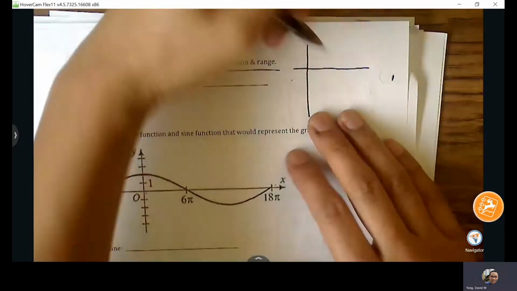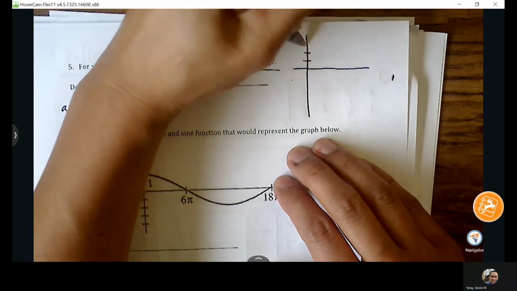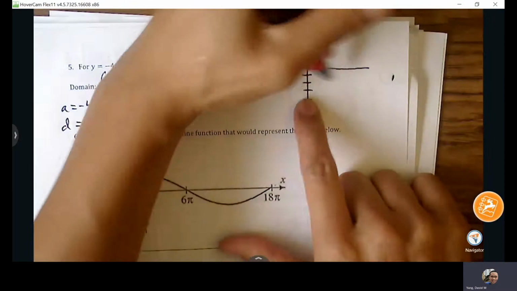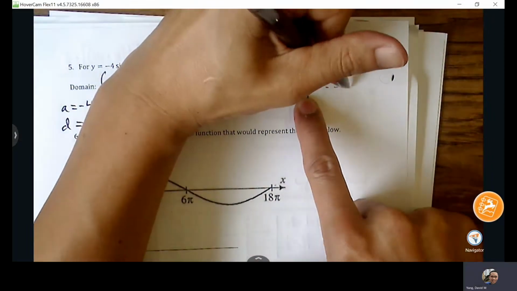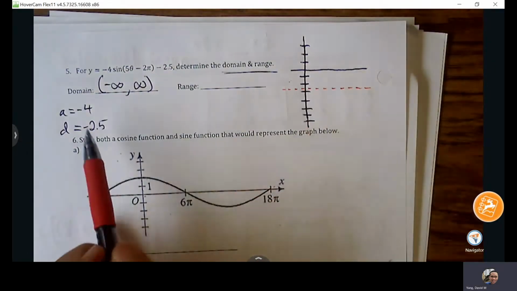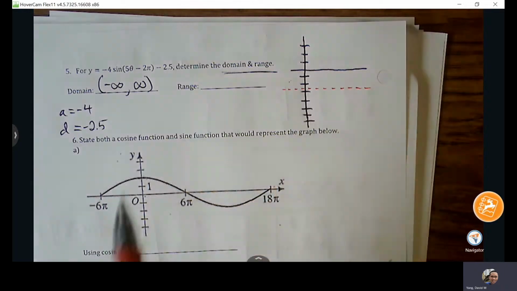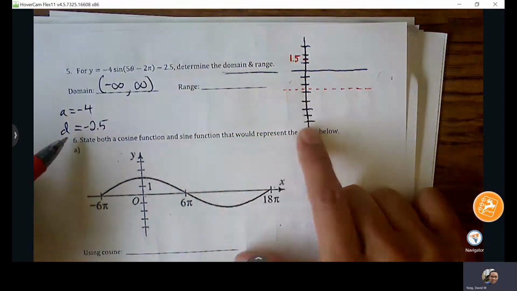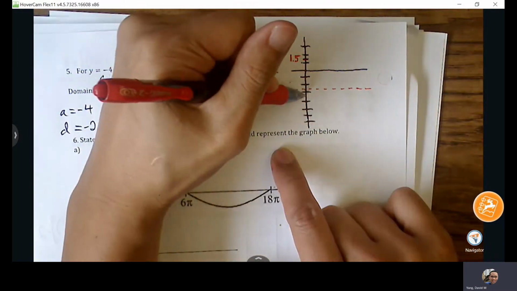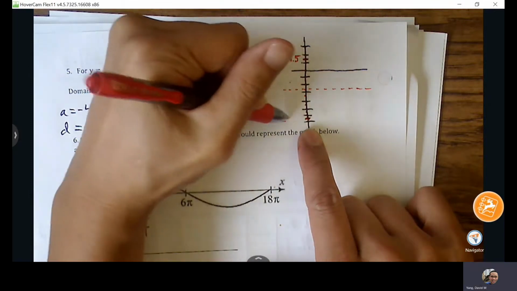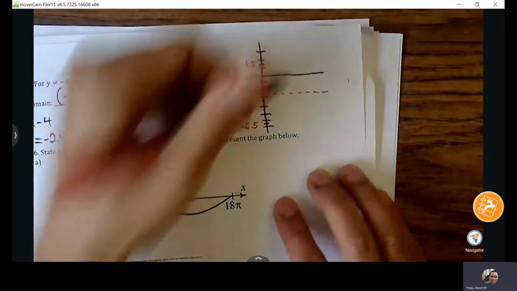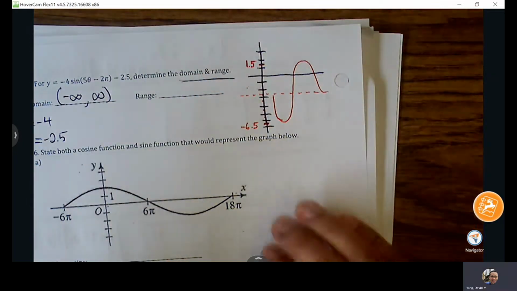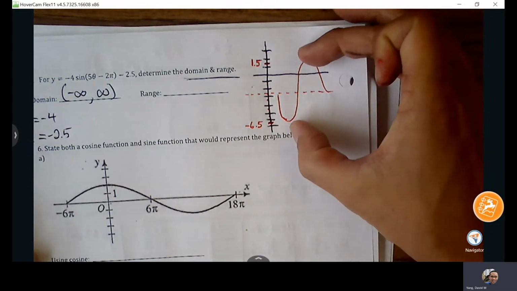Your D value is negative 2.5, so let's go ahead and mark that off. So here's negative 2.5. If my D value is negative 2.5, I know my A value is 4, so I have to go up and down 4 units, right? So 1, 2, 3, 4. That's going to be 1.5. And if I go down 4 units from my new center, 1, 2, 3, 4, that's going to be negative 6.5. I know my cosine graph is going to look something like this, but all I care about is the domain and range, so I just need to find that max and min.